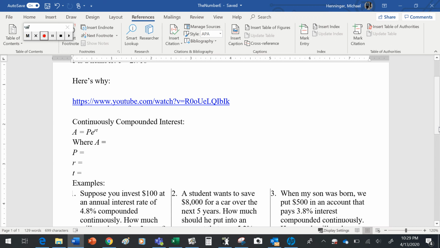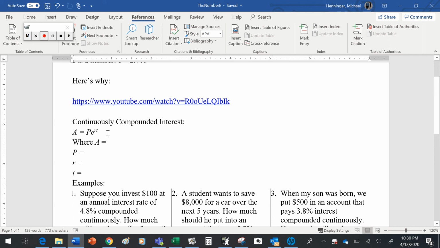Last time we talked about compounding interest, and you could do that quarterly, monthly, or daily. And they said, well, what if we added that interest on hourly? What if we added it every minute? What if we added it every second? And then they said, well, what if we just continuously added the interest onto the account? And this is the formula that they came up with: A equals P times e raised to the power rt.